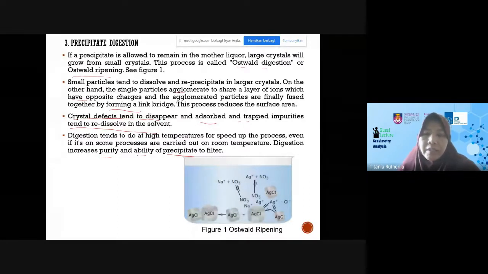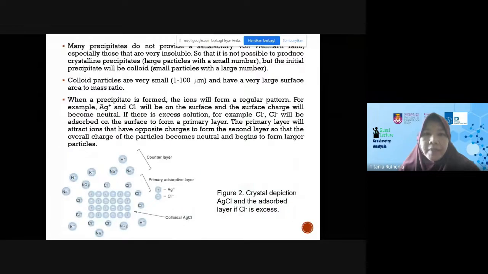So this precipitation is important. Many precipitates do not provide a satisfactory Von Weimarn ratio, especially those that are very insoluble, so it is not possible to produce a crystalline precipitate. But the initial form will be colloid, or small particles in large number. Colloid particles are very small, in the size of 1 to 100 nanometers. And because of small size, it will have a large surface area to mass ratio.